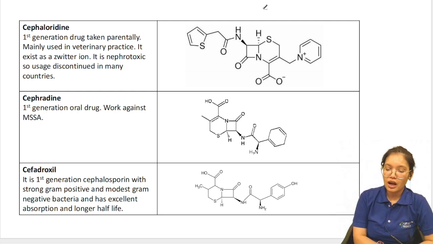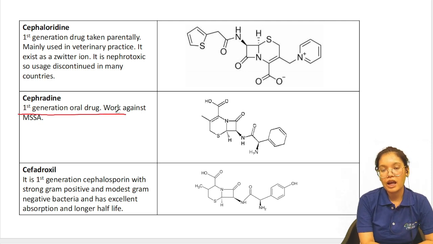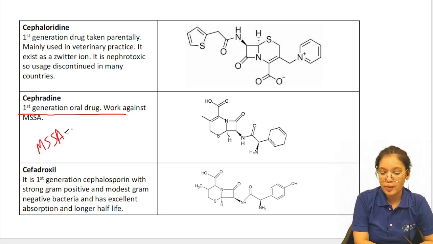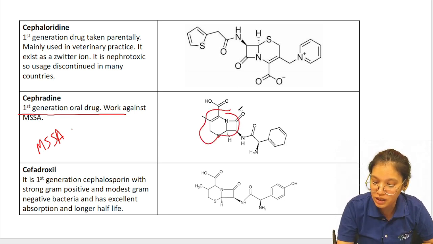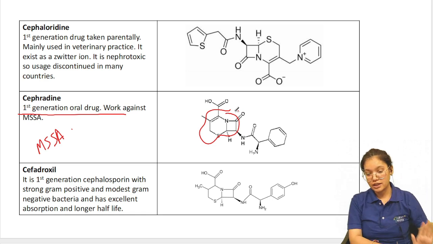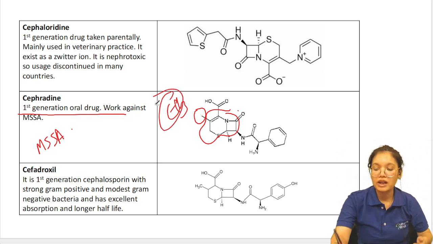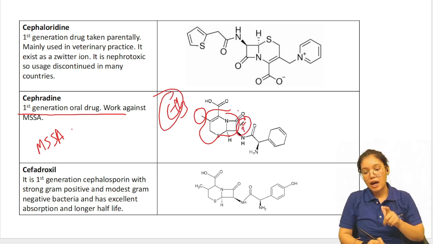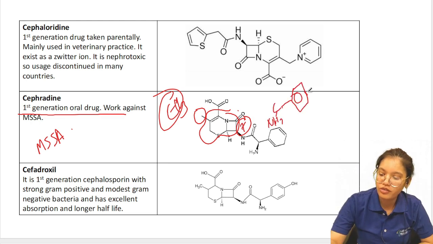Okay. Now moving forward towards the next drug, that is cephradine. Cephradine is also a first generation oral drug, and it also works against the methicillin susceptible Staphylococcus aureus. Now moving towards its structure, it also has a beta-lactam ring that is fused with the dihydrothiazine ring. At third position it has a CH3 group attached, that is a methyl group, and at seventh position again with the amide group we have a carbon with the NH2 and a phenyl ring.